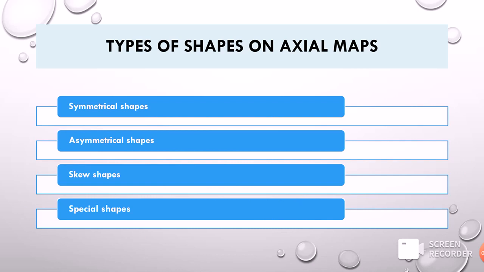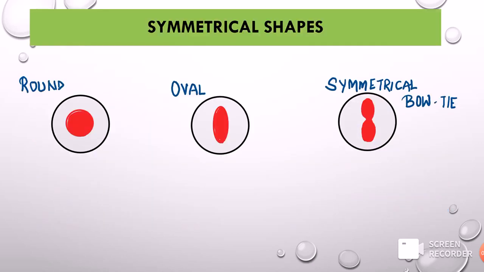Now the axial maps are really important, not just the color coding. We should also know certain kinds of shapes which are present on the axial map. Based on the shapes, we have symmetrical shapes, certain asymmetrical shapes, the skew shapes and certain special shapes. Let us talk first about the symmetrical shapes that we see on the anterior axial map or the axial sagittal map. We could have a central steepening area, that means the steep area is present only in the center.